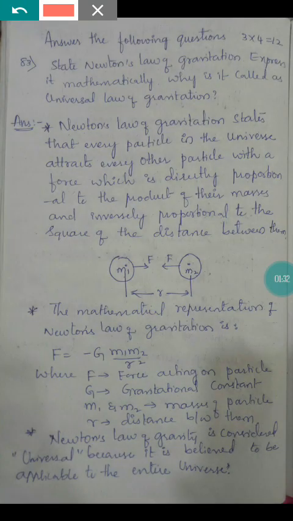Now let me read the statement here. Newton's law of gravitation states that every particle in the universe attracts every other particle with a force which is directly proportional to the product of their masses. Product of their masses means there should be multiplication between the two masses, and it is inversely proportional to the square of the distance between them. So you are going to get r square, 1 upon r square, in the denominator, and in the numerator m1 into m2. And you know that G here is the gravitational constant, and you are going to have a fixed value for that.